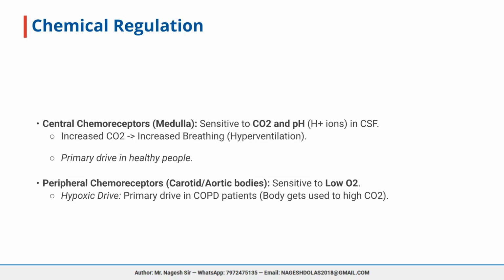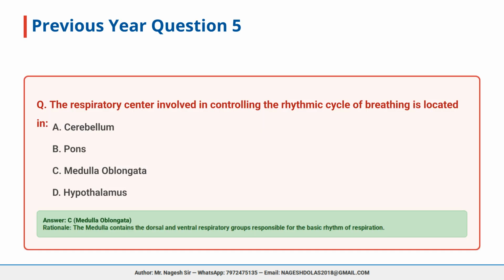Central chemoreceptors in the medulla are sensitive to CO2 and pH, which is the primary drive for healthy individuals. Peripheral chemoreceptors monitor low O2, which becomes the hypoxic drive in COPD patients. Previous year, question 5. The respiratory center involved in controlling the rhythmic cycle of breathing is located in the medulla oblongata. The correct answer is C.